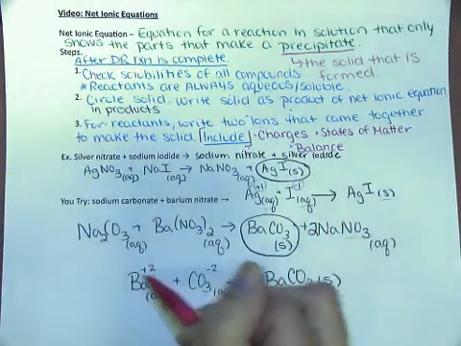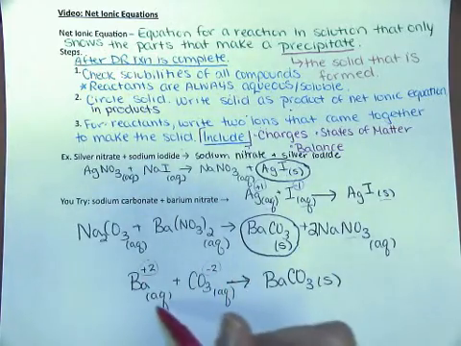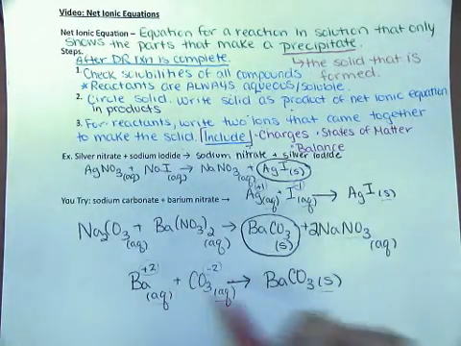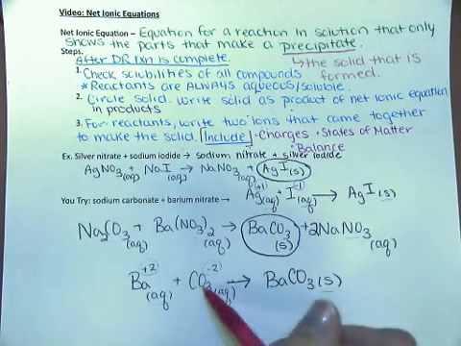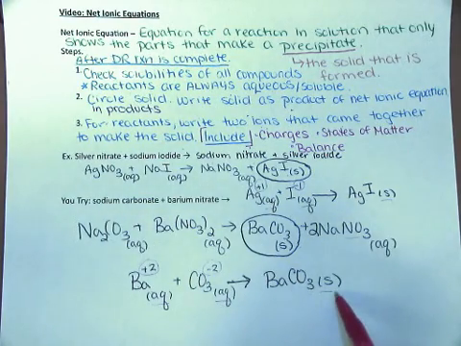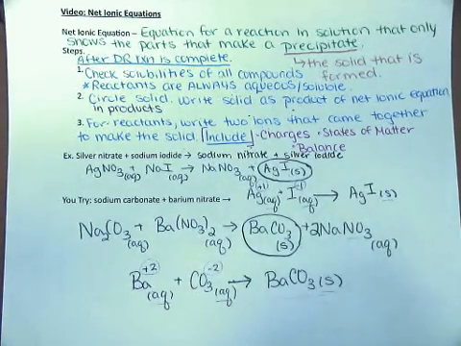Again, I have ions here with my states of matter. So net ionic, the net ions that came together to make my solid. All the other ions are spectator ions. They're not involved with making my solid.